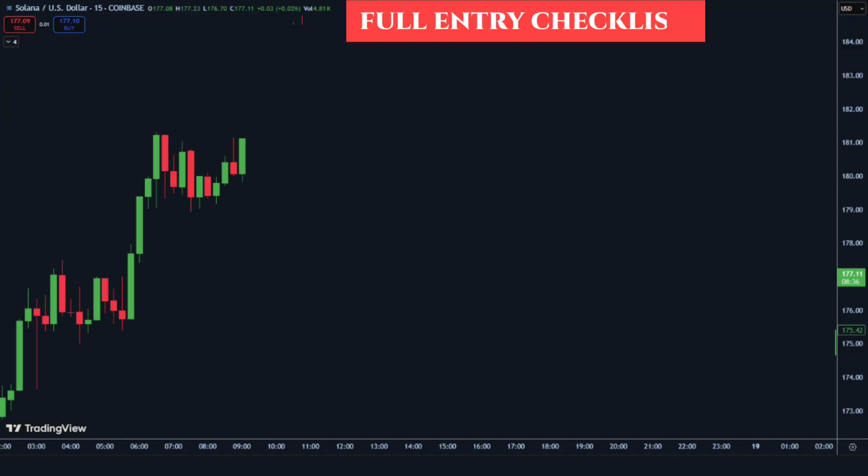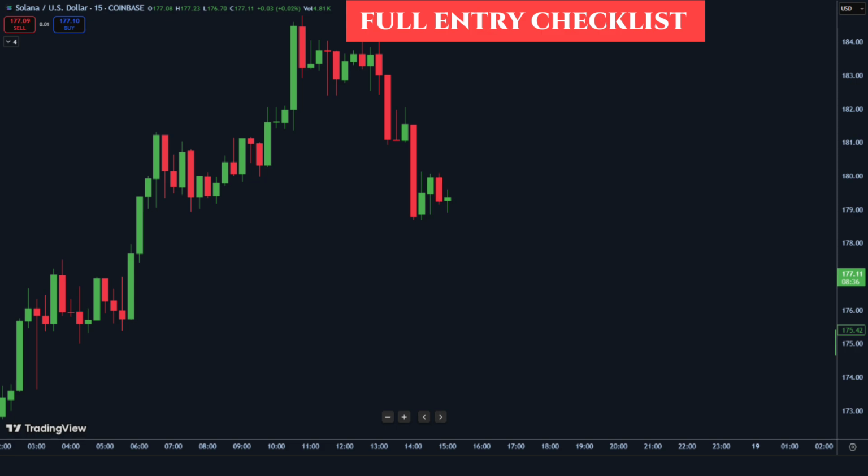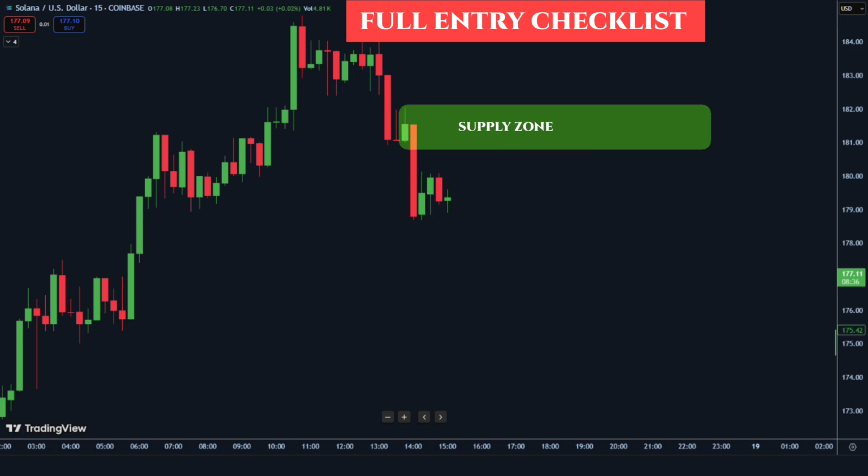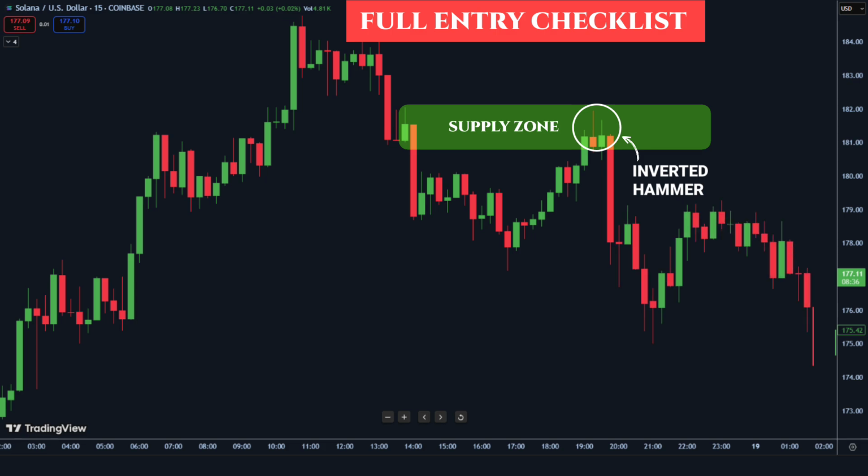Full entry checklist. Here's a step-by-step checklist you can follow. 1. Spot an impulsive move with strong momentum. 2. Mark the last opposite candle before that move. 3. Draw your zone from open to wick or body to body. 4. Wait for price to return. 5. Look for reaction, wick, rejection or pattern. 6. Wait for a change of character or structure shift.